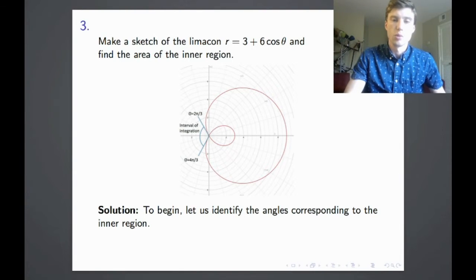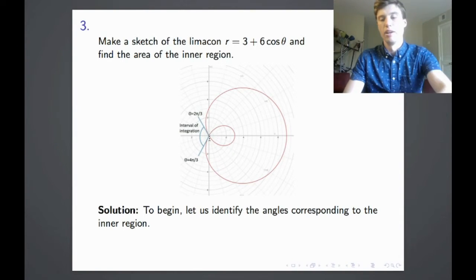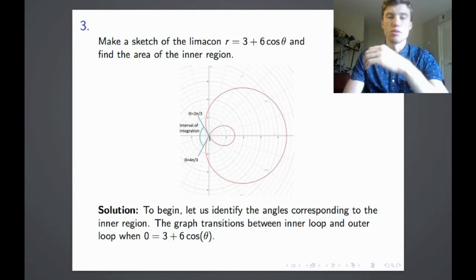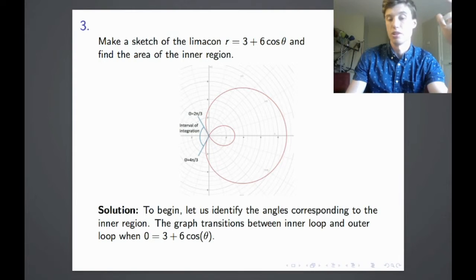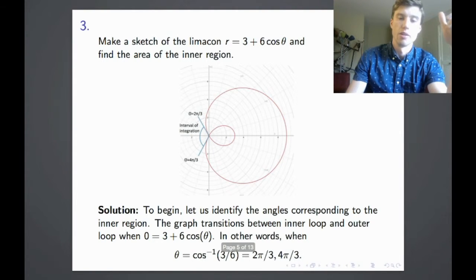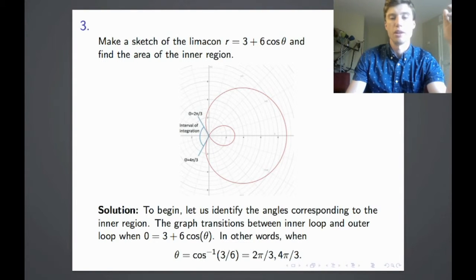Now, we know that the inner loop starts somewhere here where the radius is equal to 0, goes around, and exits after the radius is equal to 0 again. So the transition occurs when the radius is equal to 0, when our function is equal to 0. In other words, for theta values equal to 2 pi over 3 and 4 pi over 3.